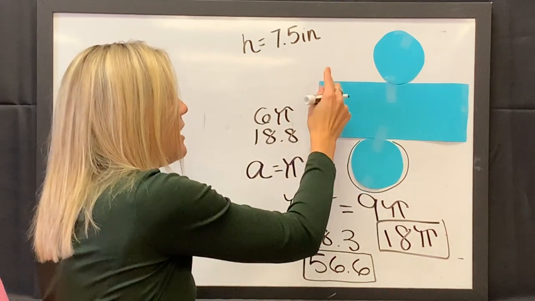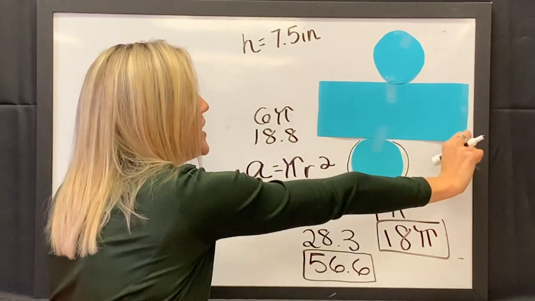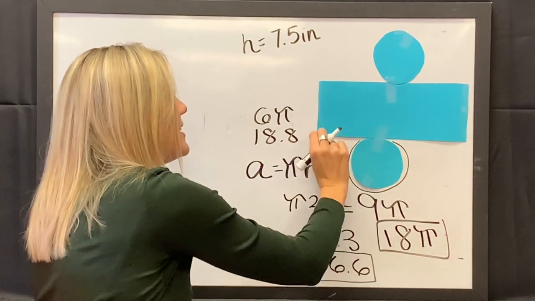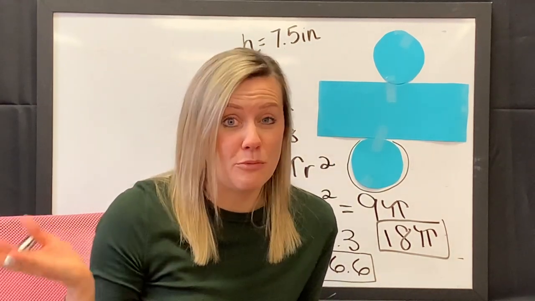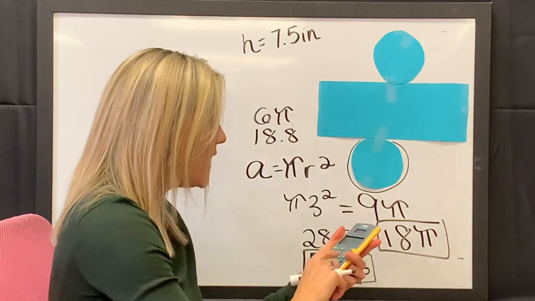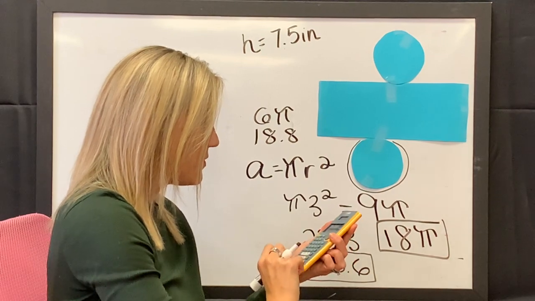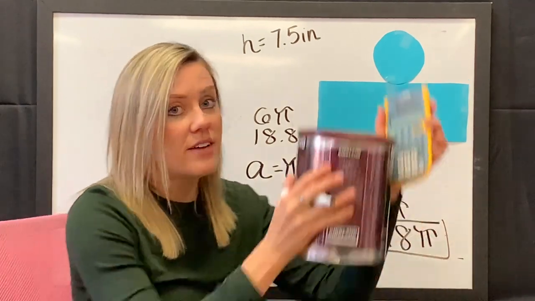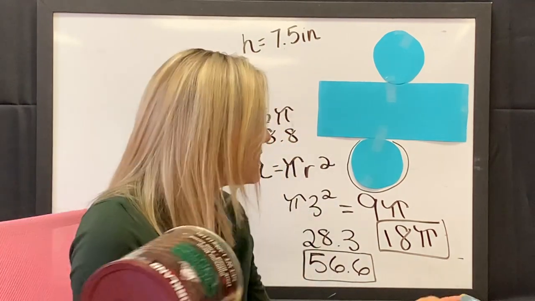So if I wanted to figure out the length and the height of this rectangle, I would want to do 18.8 times 7.5 or 6 pi times 7.5. I'm going to do both of those just so I can show you how it's written as a rounded answer and in terms of pi. So the first thing I'm going to do is take 18.8 and I'm going to multiply that by 7.5. That is equal to 141. So the area of our middle piece on this cylinder would be 141 inches squared.